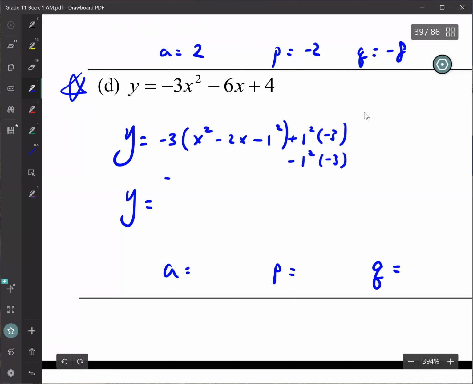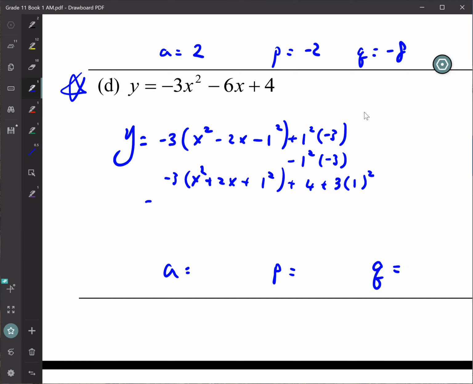-3 bracket x squared plus 2 squared plus 1 squared, plus bracket plus 4 plus 3 times 1 squared. Can you say that one more time? After the bracket, can you let me erase, okay? What did you say? Plus 4 plus 3 times bracket 1 squared. 1 squared, okay. Yeah, this is getting more confusing now, right?